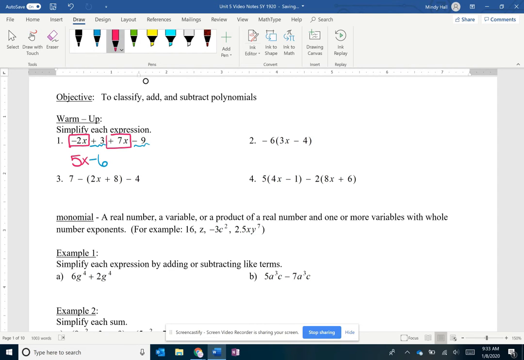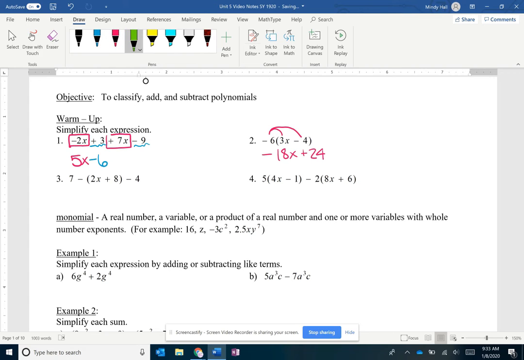So then for number 2, we are going to multiply and distribute. So negative 6 times 3x would give me negative 18x, and negative 6 times negative 4 would give me a positive 24. So that would give us negative 18x plus 24.